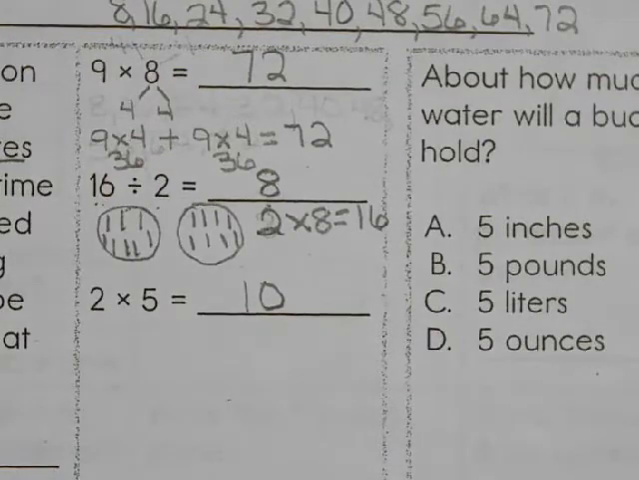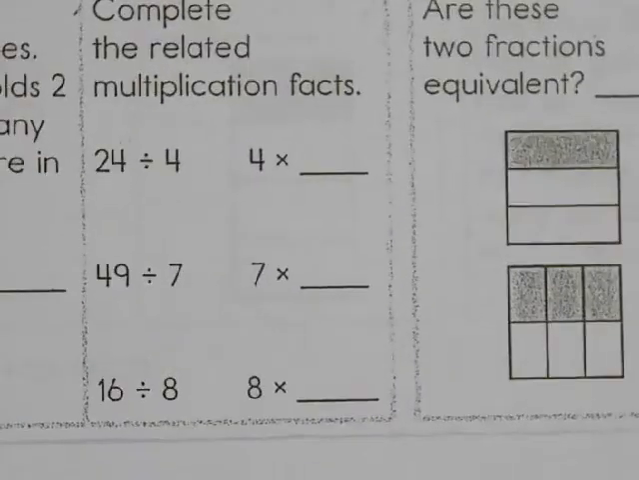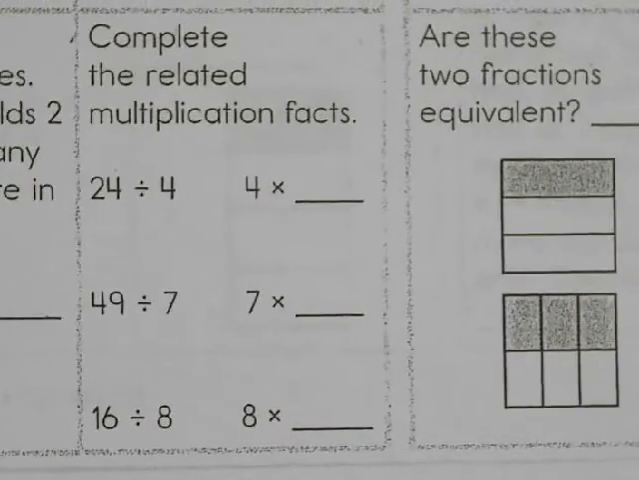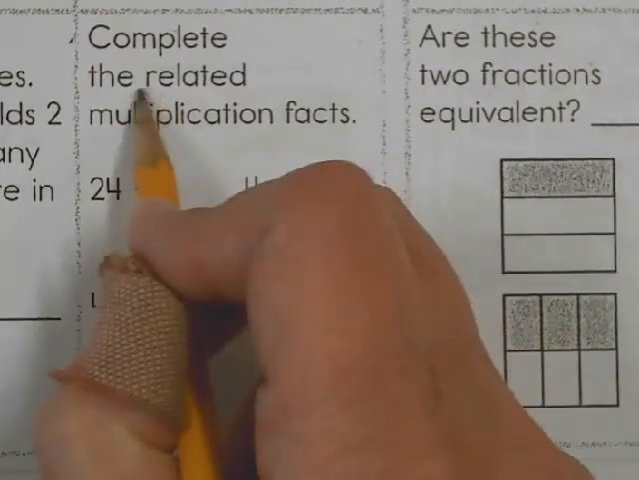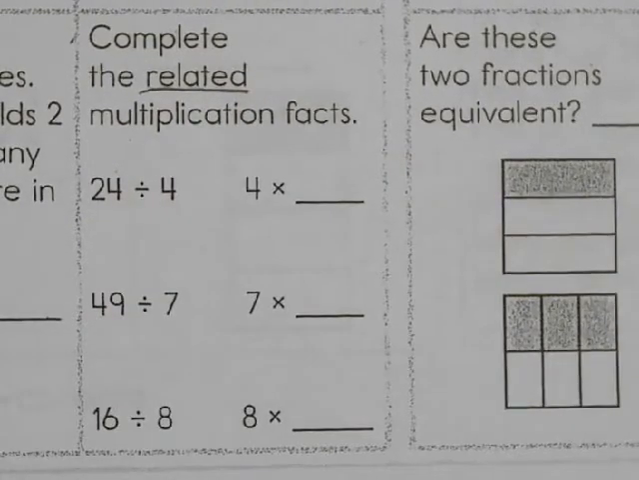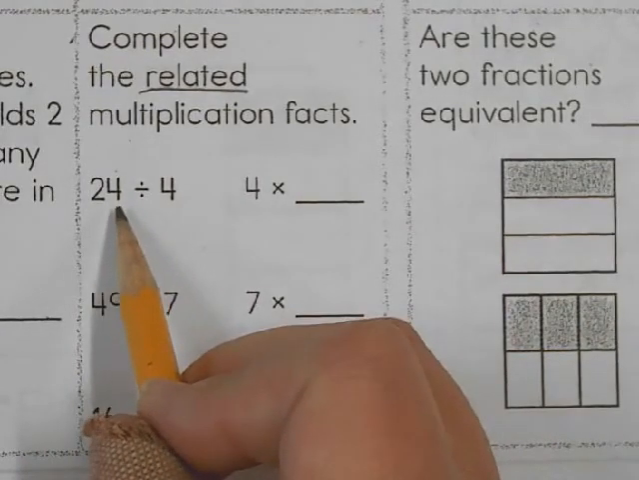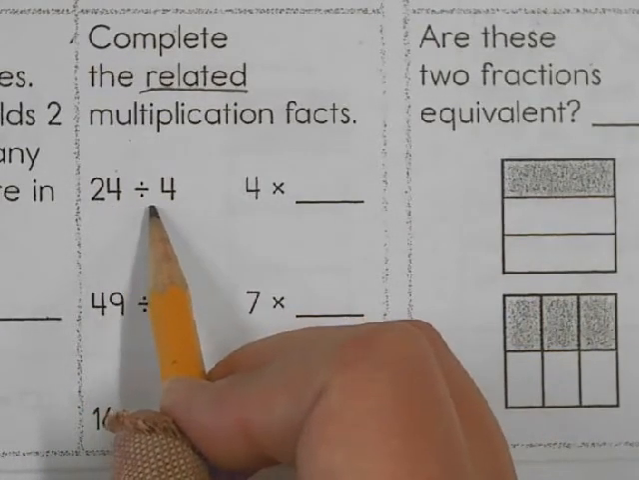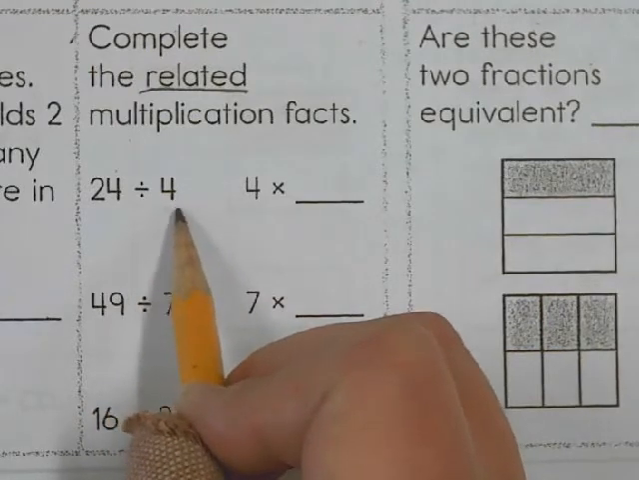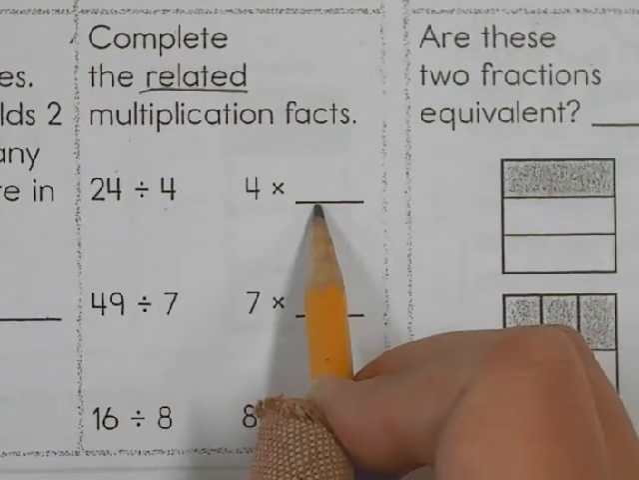Okay, let's go on. Since we're working so far on multiplication and division facts, let's go ahead and go to our fourth problem. And it says complete the related, notice it says related, not equivalent, multiplication facts. So using our understanding of division, we have 24 divided by 4. So we want to know how many groups of 4 does it take to make 24.